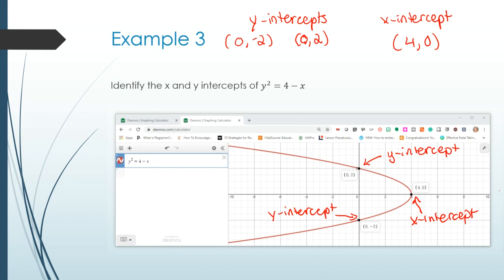But when it says identify, it just means graph it and then take a look at the graph and see what they are. And so the best way to show your work there is to include the picture of the graph as part of your work. Are there any questions?